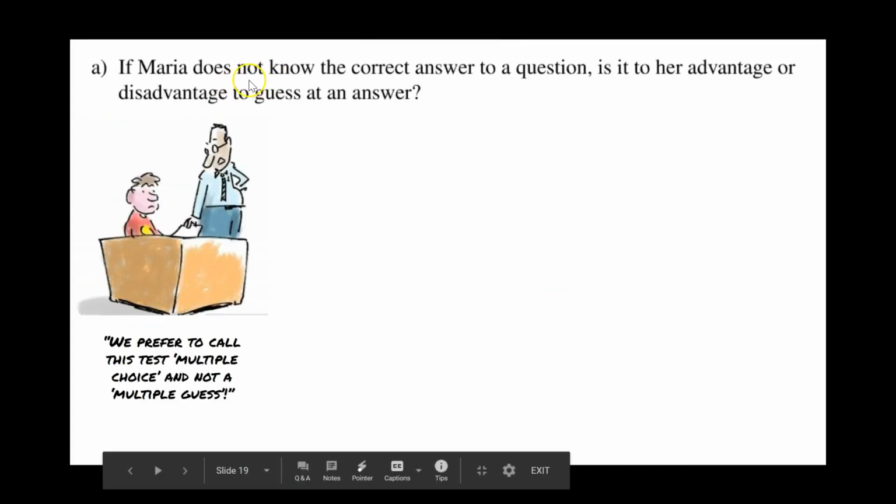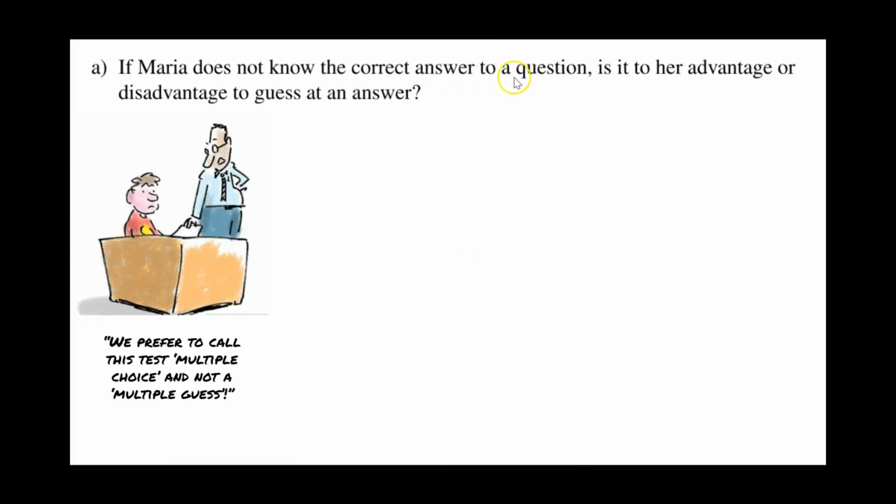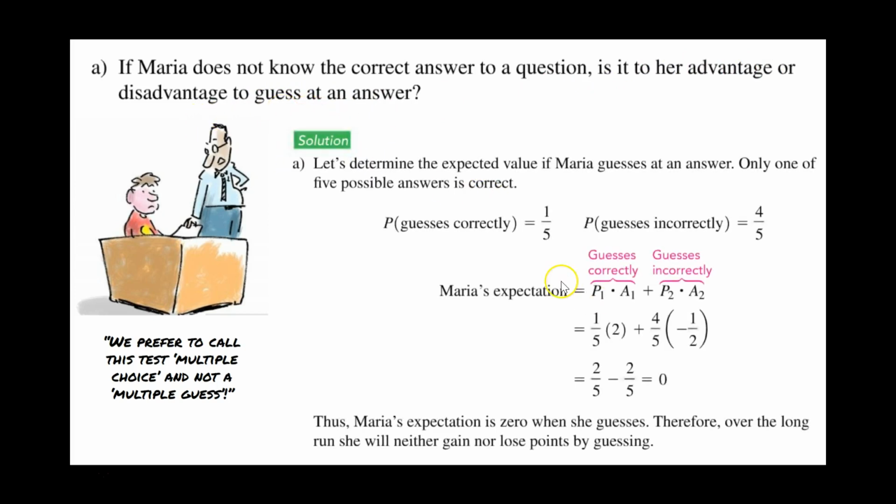So if Maria does not know the correct answer to a question, is it to her advantage to guess, or what would you tell her? Is it her advantage to try to guess the answer or leave it blank? So let's put it into the equation.